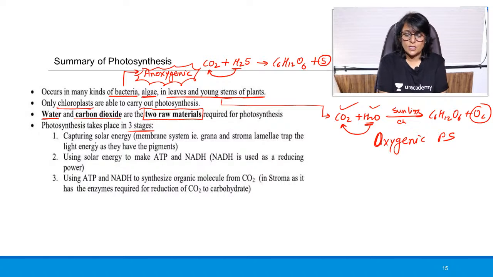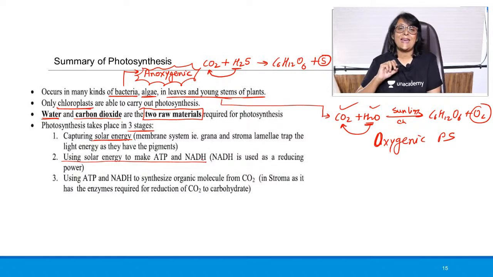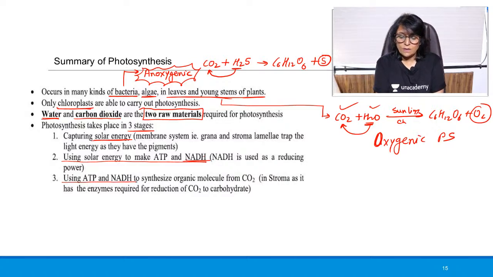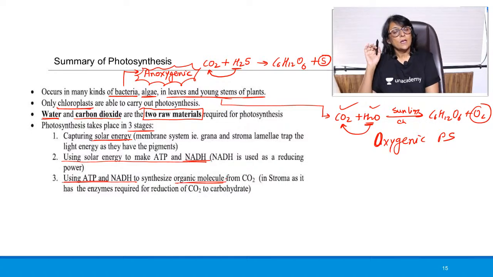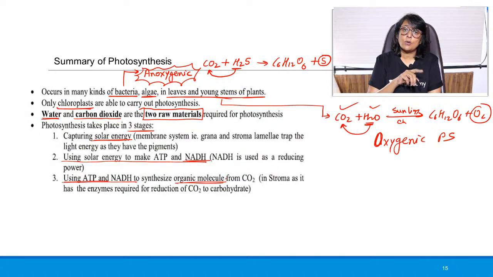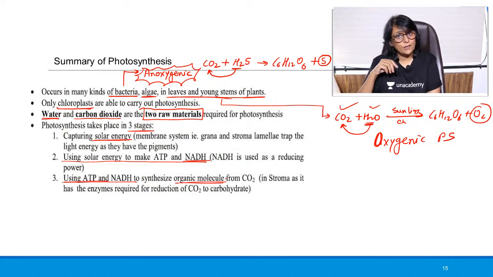What is this first stage? Capturing of solar energy, sunlight has to be trapped, then using the solar energy to make ATP and the reducing power, and then using these two to synthesize organic molecule. These three steps: first, capture that solar energy. Second step, use that solar energy to generate ATP and the reducing power. Third step, use that ATP and the reducing power to reduce carbon dioxide.